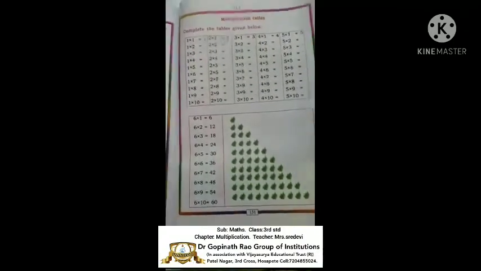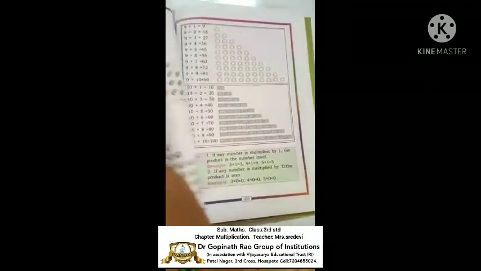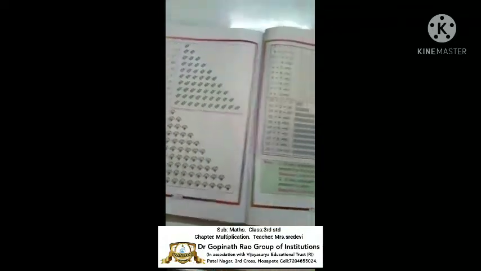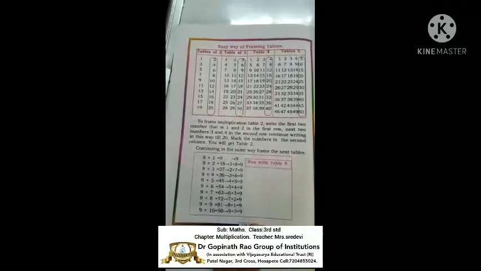Okay children, take this as homework. Page number 131, take this as homework, and page number 132, this is also homework, and page number 133, this is also homework, children. Okay, see this one, this is also homework. See what is there in this?